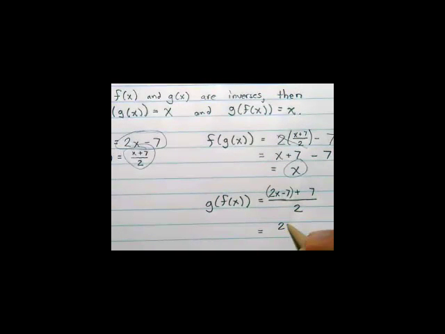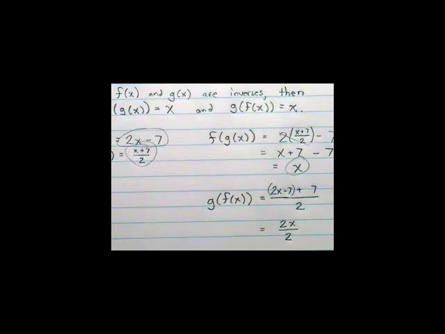The 7's are gone. So I've got 2x left over, still divided by 2, but what's 2x over 2? It's just x, right? 2 over 2 is 1, so it works. So I have verified that these two functions, 2x minus 7 and x plus 7 over 2, are inverses of each other by doing that little substitution rule.